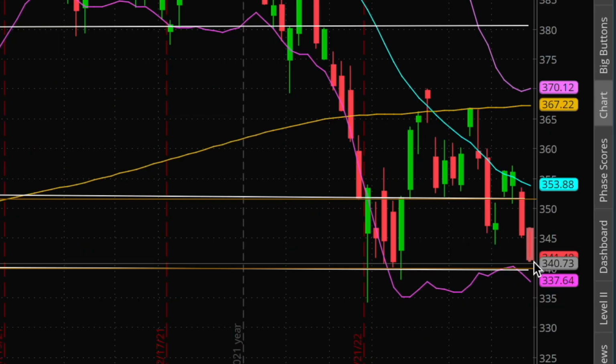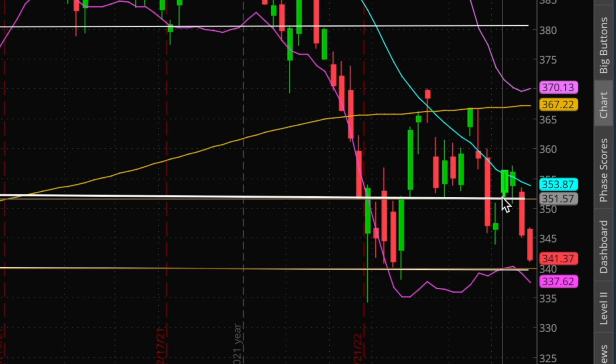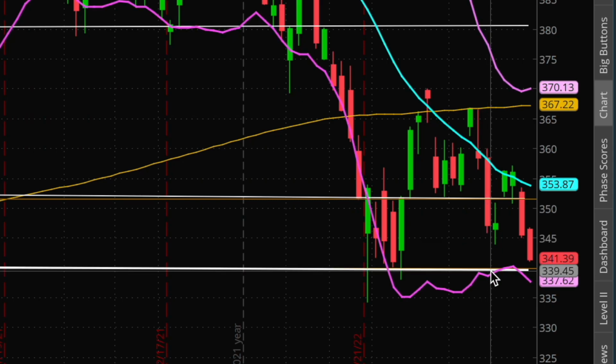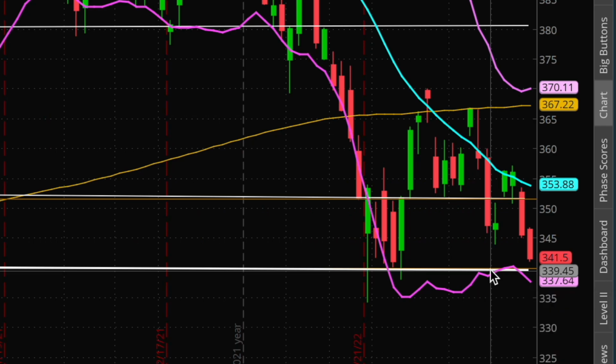So now once again, we've broken down below this line, right around $350 per share, which therefore flips it back to resistance. And now we're approaching this line down below at $340 per share or so. This one is still acting as support, at least for the time being. And this is pretty much the last bastion of hope for the market, right?